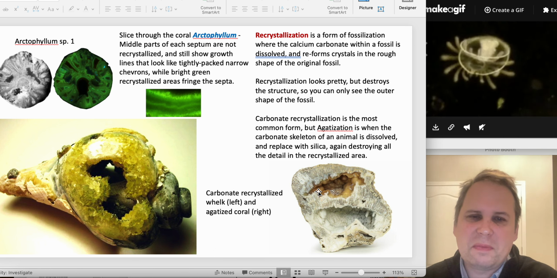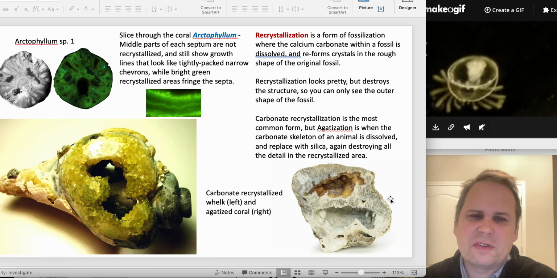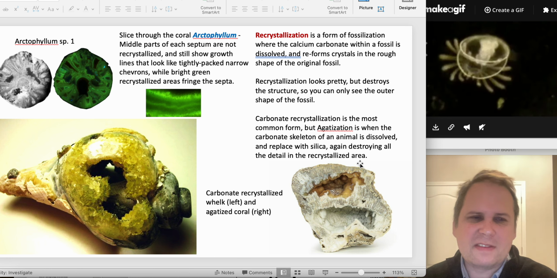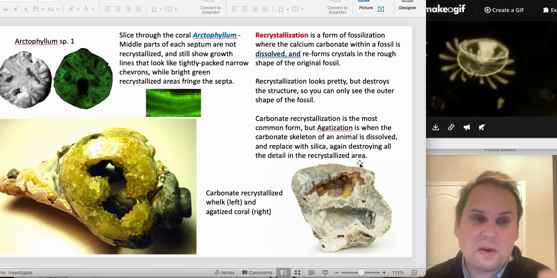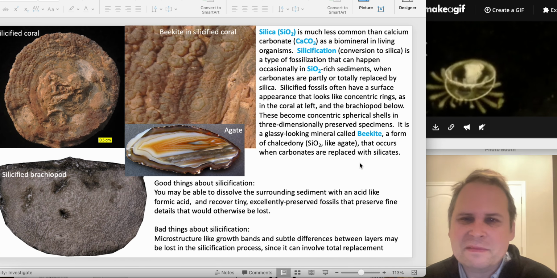Although this would be kind of like a crystallization after it dissolved. So it's like it recrystallized and then a different mineral came in over the top of it and either replaced or coated the recrystallized part. So that one's weird.